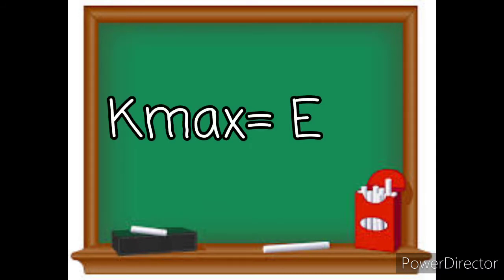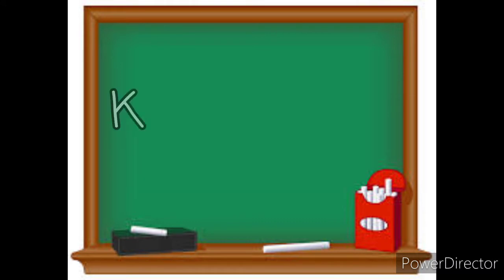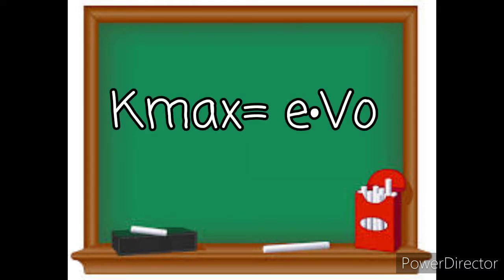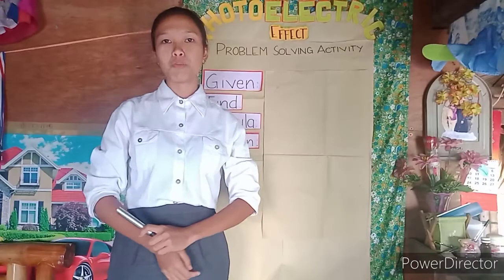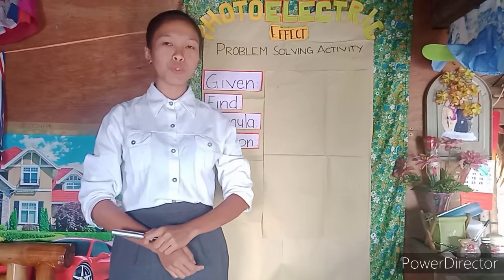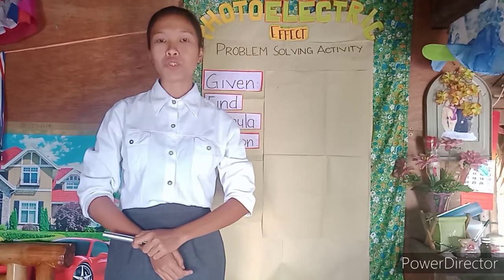If we subtract the value of the work function from the energy of the light, we can have the value of the maximum kinetic energy of the photoelectrons. This is also equal to the product of the stopping potential and the electron charge. Since we are now familiar with the different formulas in photoelectric effect, let us try to solve this problem.